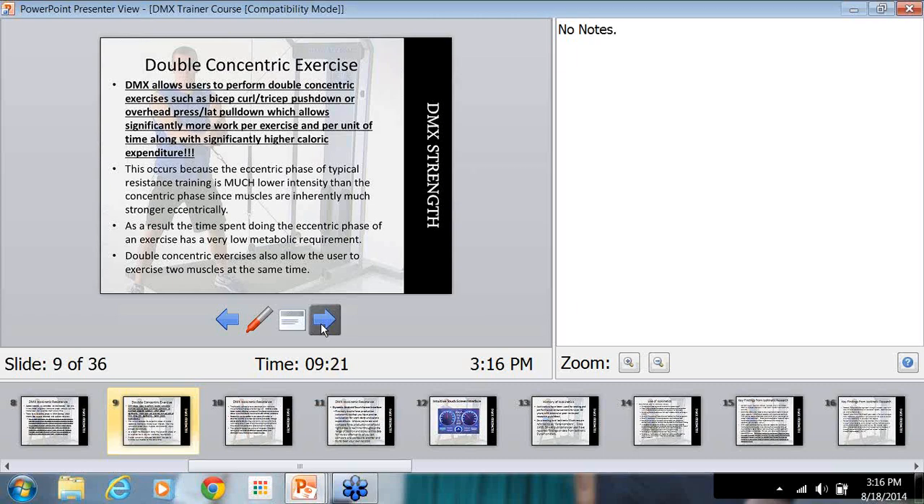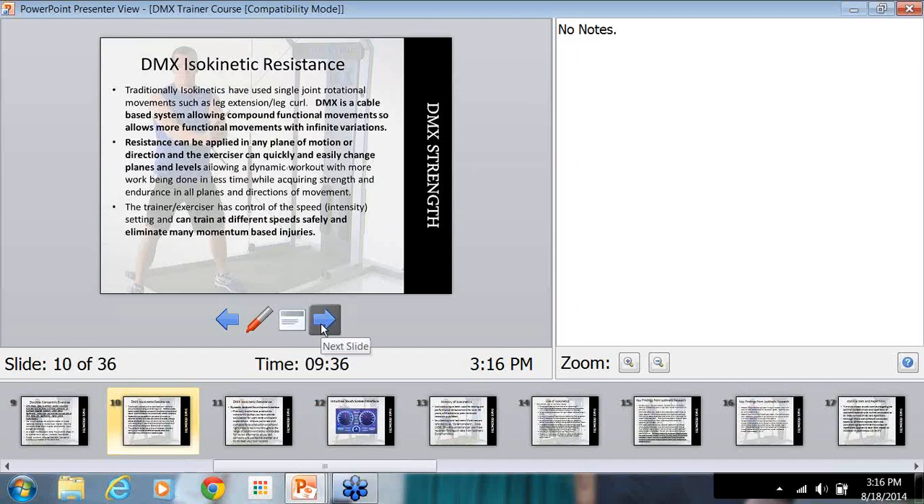So really beneficial to the average user, particularly in a gym environment, who's looking to get stronger, quote, tone. We know that's not true, but they want to tone, and they want to obviously burn calories, and this is going to facilitate that while they're gaining strength.